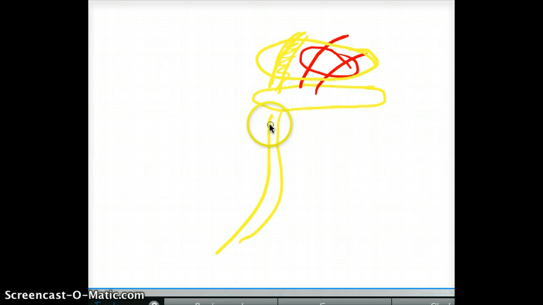And the part of the brachial plexus that is going to be affected if there's compression of these two structures is going to be the lower trunk of brachial plexus.